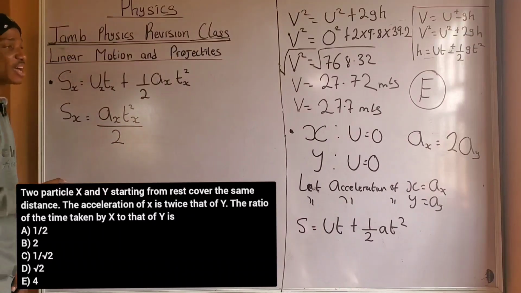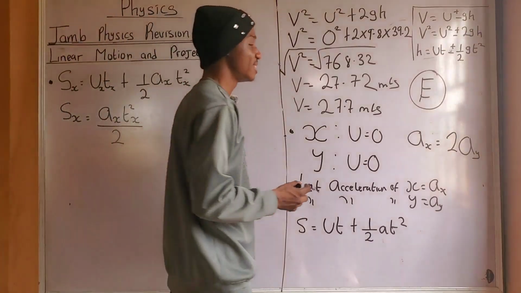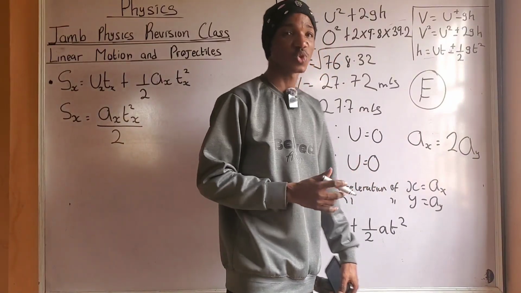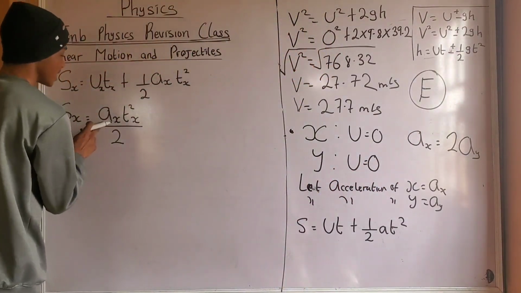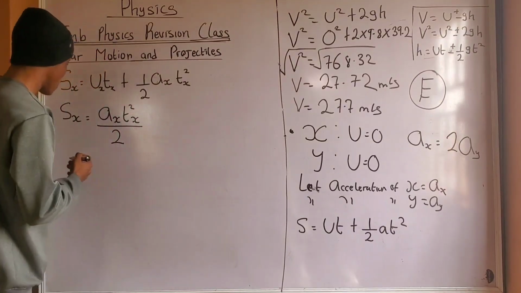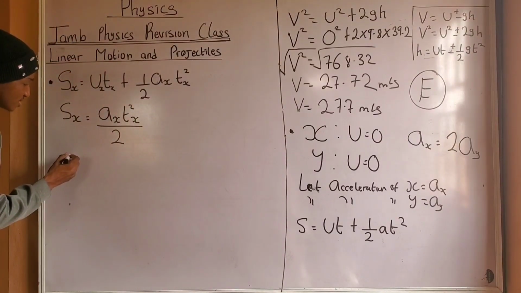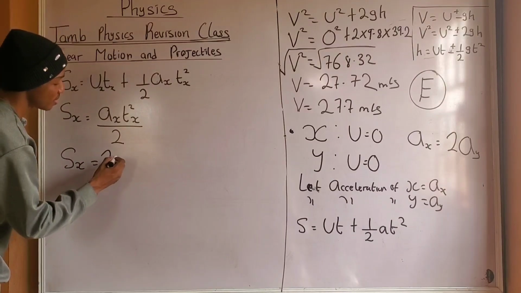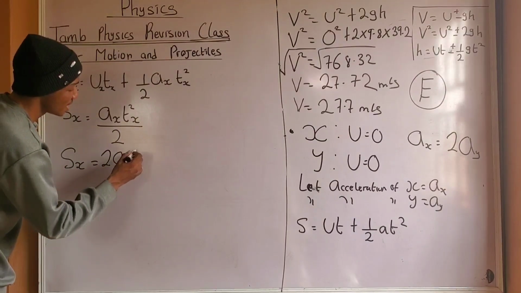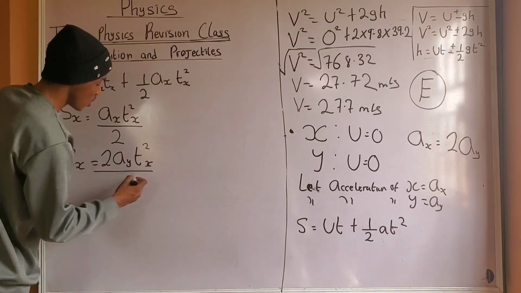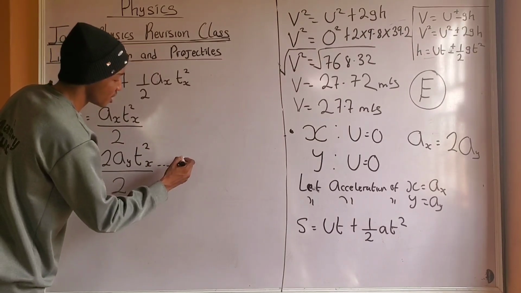Are you getting it? And from the question, we are given that the acceleration of particle X is twice that of Y. So I'm going to replace this acceleration as 2 multiplied by the acceleration of particle Y. So the distance covered by particle X equals 2 multiplied by the acceleration of particle Y multiplied by the time squared. Are you getting it? This all over 2. Call this one equation 1.